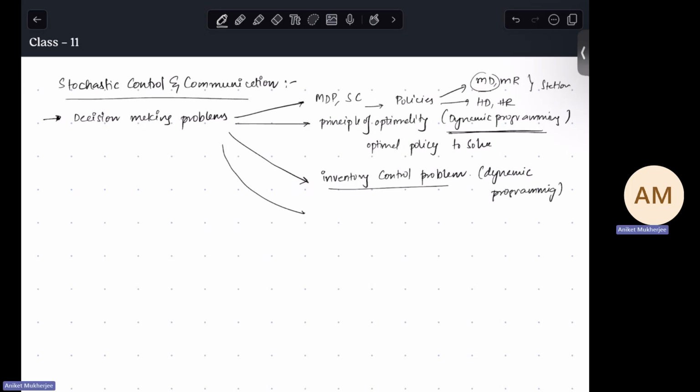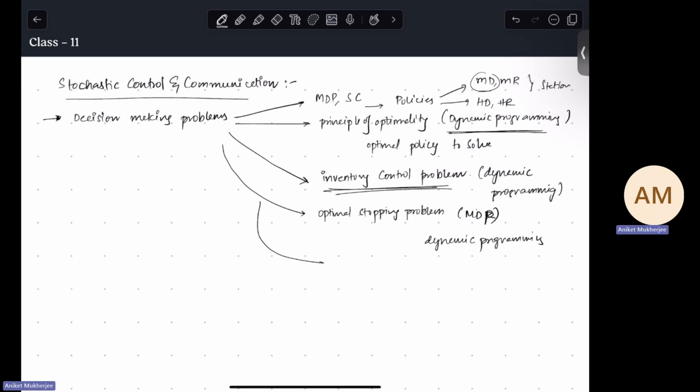Next, we saw the optimal stopping problem. Sorry, not as an inventory control problem, we modeled it as an MDP, and used dynamic programming to solve it. In the optimal stopping problem, we gave an example of the secretary problem. We solved the secretary problem using dynamic programming.